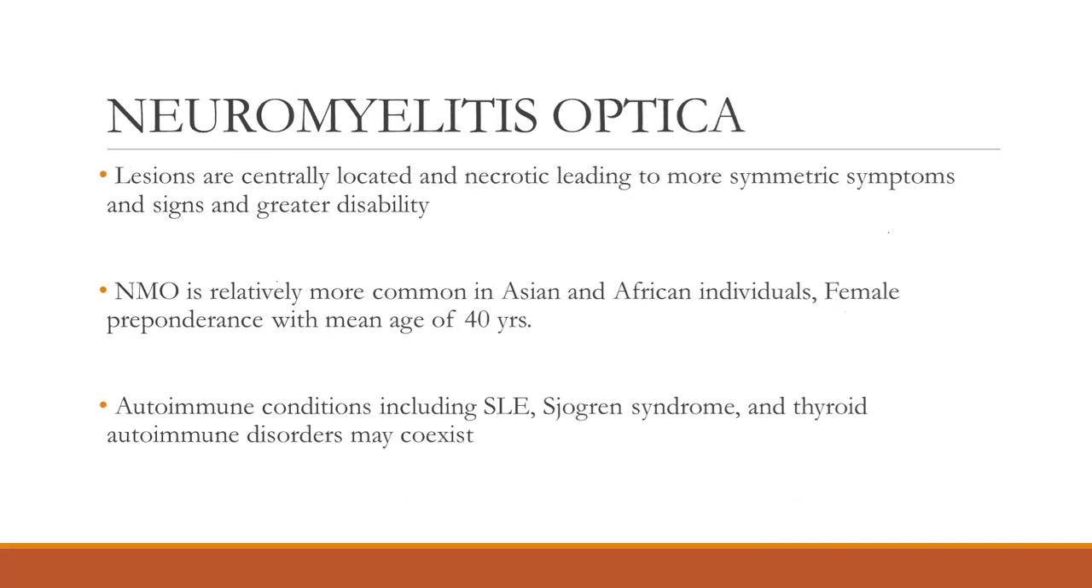So in neuromyelitis optica, lesions are centrally located and necrotic. Usually longitudinally extensive transverse myelitis is seen. It is more common in Asian and African individuals, and differentials such as SLE, Sjogren's, and thyroid autoimmune disorders may sometimes coexist with NMO.